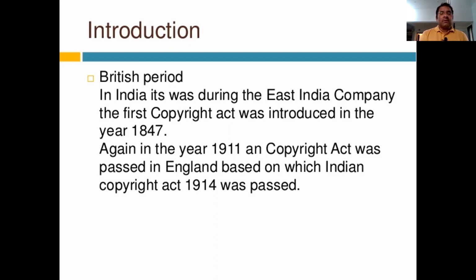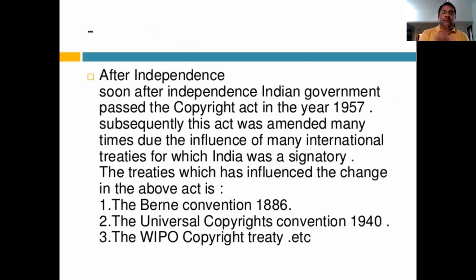Again, in the year 1911, a Copyright Act was passed in England with some more improvements, based on which, again, British were ruling in India. So based on this act of 1911, British India passed a Copyright Act in the year 1914. So after 1911, we had the first act passed by the British government in India, which was in 1914.